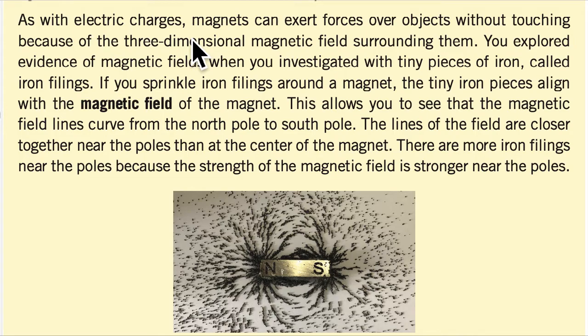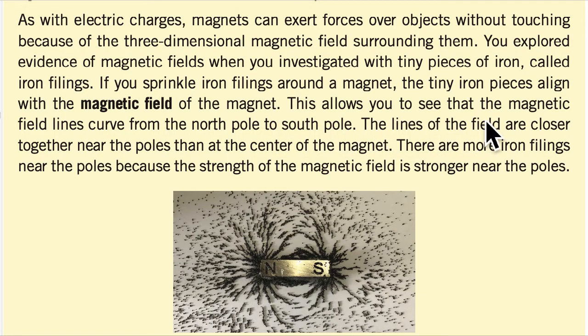As with electric charges, magnets can exert forces over objects without touching because of the three-dimensional magnetic field surrounding them. You explored evidence of magnetic fields when you investigated with tiny pieces of iron called iron filings. If you sprinkle iron filings around a magnet, the tiny iron pieces align with the magnetic field of the magnet.